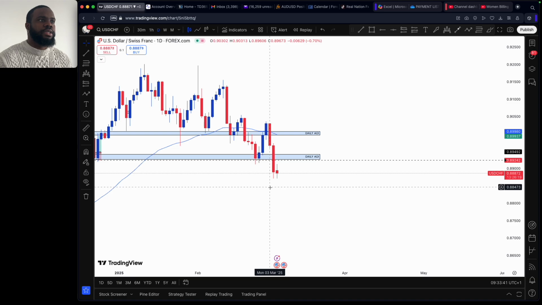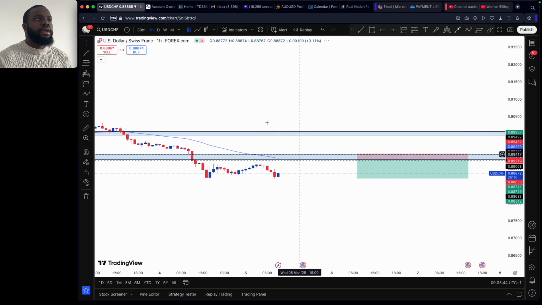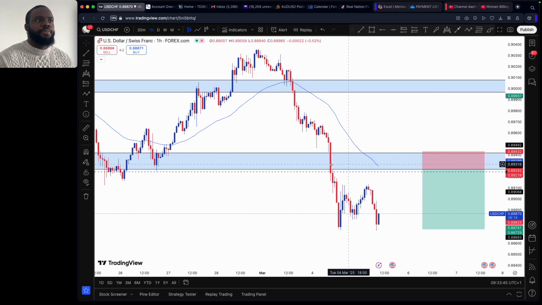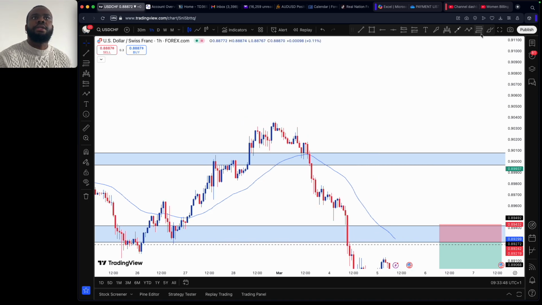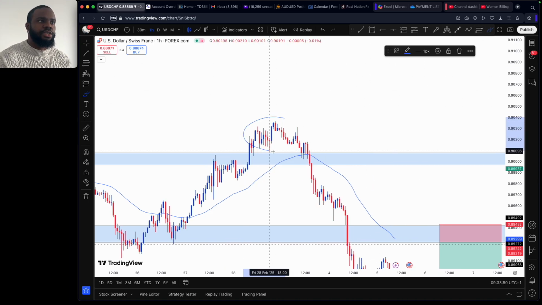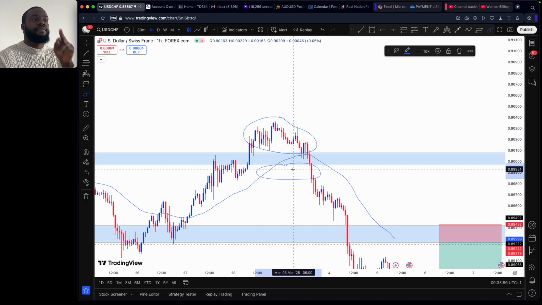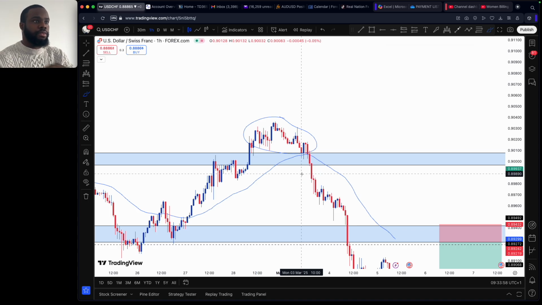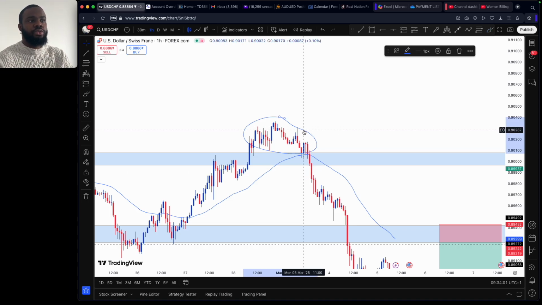So as you can see right here, now looking at the price action, there was something I saw. This price action over here, if it was supposed to happen below the area of interest, I would have sold USD CHF for sure. 100% I would have sold USD CHF.